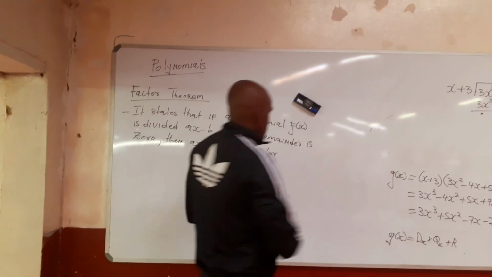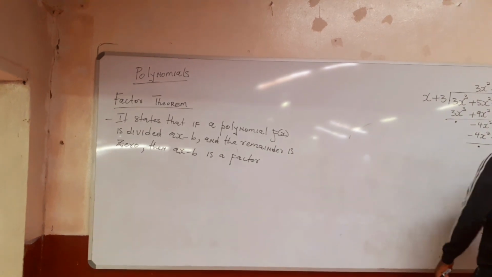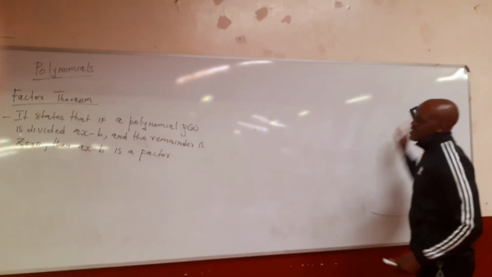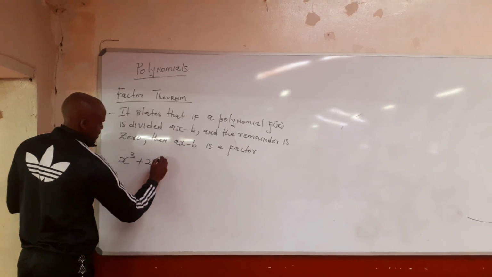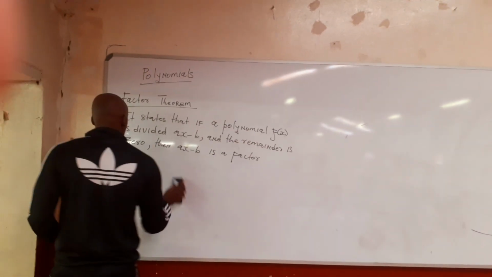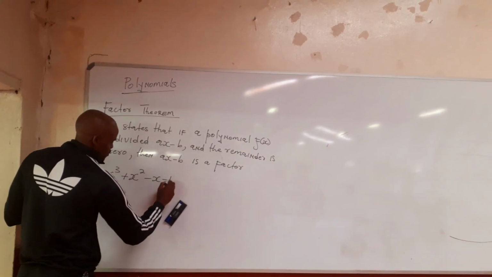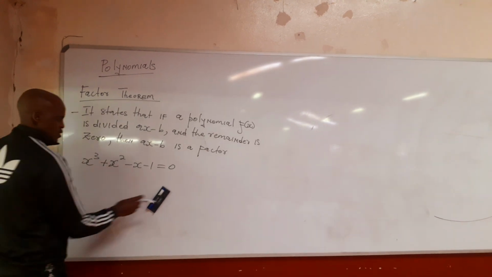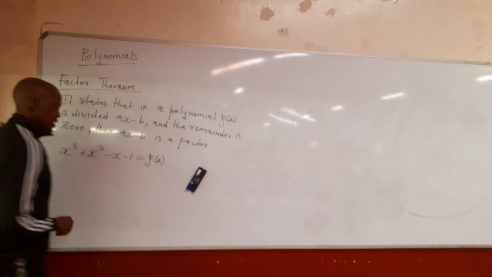Let's try to make an example. It's x cubed plus x squared minus x minus 1 equals 0. So let us use f of x so that we are going to meet the factor theorem. Let's say it's f of x.